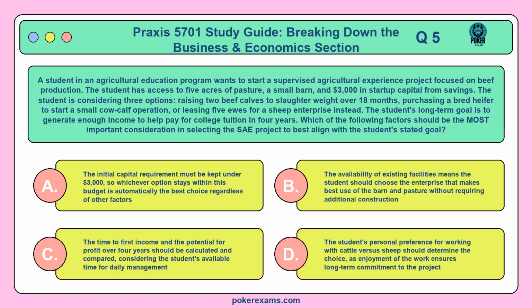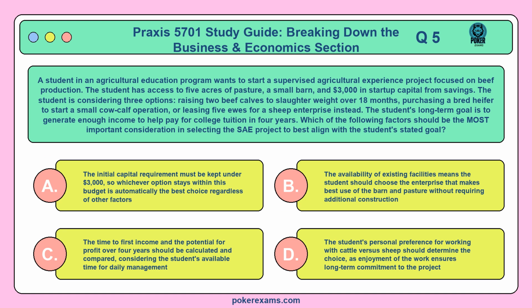Question 5. A student in an agricultural education program wants to start a supervised agricultural experience project focused on beef production. The student has access to 5 acres of pasture, a small barn, and $3,000 in startup capital from savings. The student is considering 3 options: raising 2 beef calves to slaughter weight over 18 months, purchasing a bred heifer to start a small cow-calf operation, or leasing 5 ewes for a sheep enterprise instead. The student's long-term goal is to generate enough income to help pay for college tuition in 4 years.